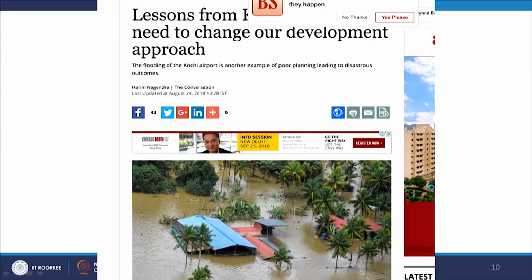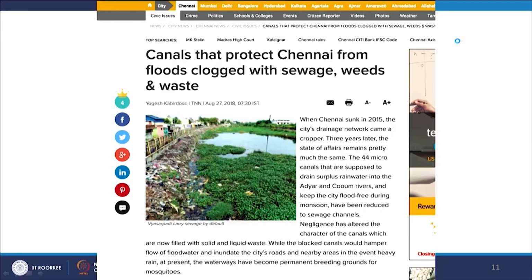Then you can see another news clipping from Kerala again. This news says that it is basically the change of our development which is required. So, in the development somewhere we might have made some mistakes in understanding how nature and the natural ecosystem work, and we failed to replace that ecosystem in our urban areas. So, the result is disastrous. You can see in 2015 there was a flood in Chennai. The reason was mostly the same.